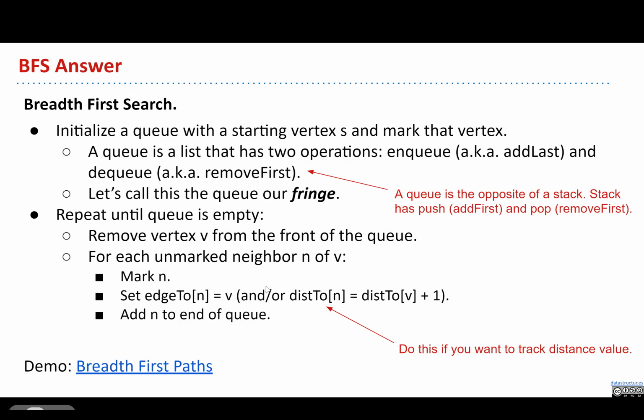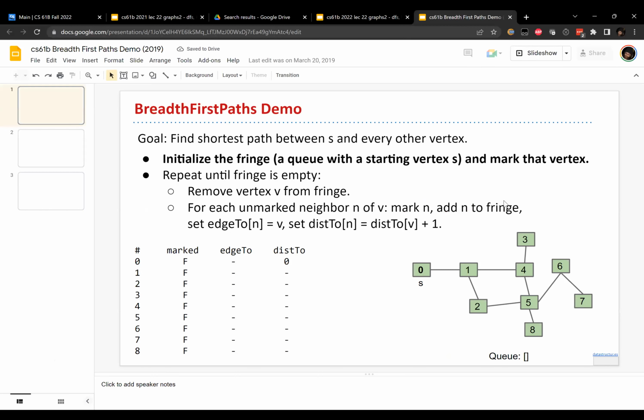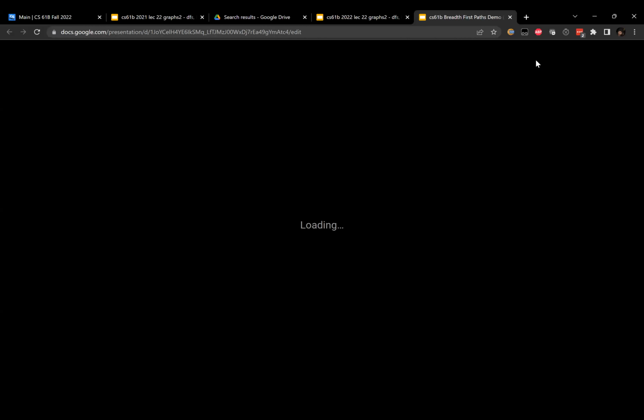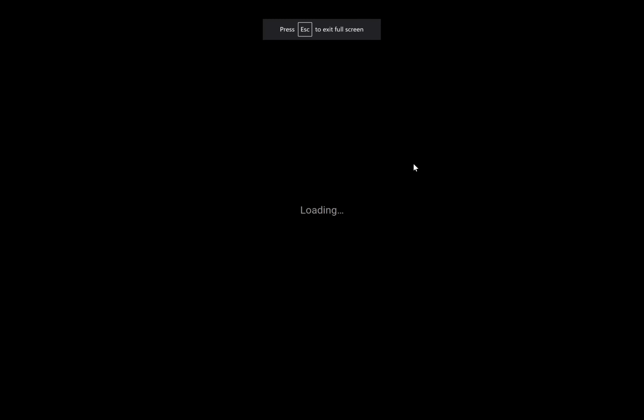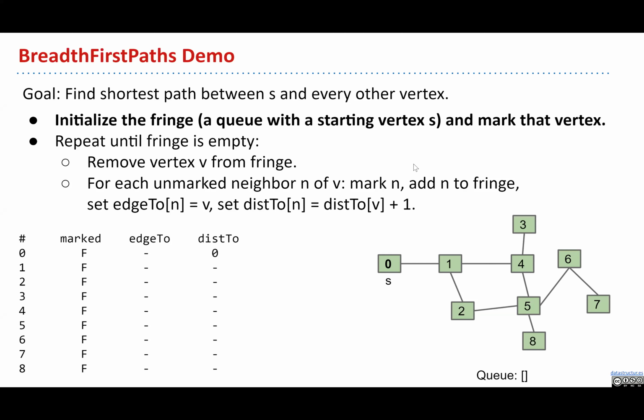Okay. So let me give you a little demo here. So this actually makes sense and isn't just sort of like, okay, that kind of makes sense. We're going to make it not just kind of make sense, but really make sense. So what I'm going to do here is, again, I'm going to initialize the fringe with the starting vertex. And let's say the starting vertex is 0. So down here, I'm going to have the queue represented. And so initially, the queue has 0 in it. And we mark that vertex as true.